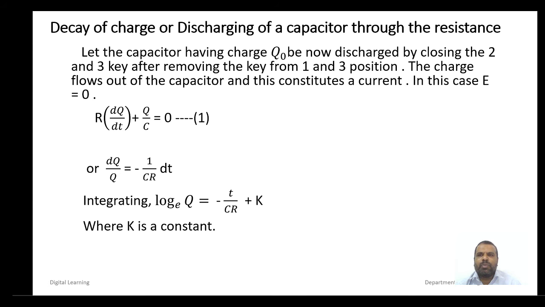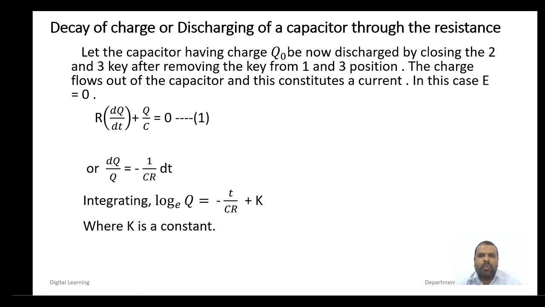Now we will study the decay of charge, or discharging of a capacitor through the resistance. Let the capacitor having charge Q0 be now discharged by closing the 2 and 3 key after removing the key from the 1 and 3 position. The charge flows out of the capacitor and this constitutes a current. In this case, E is equal to 0.